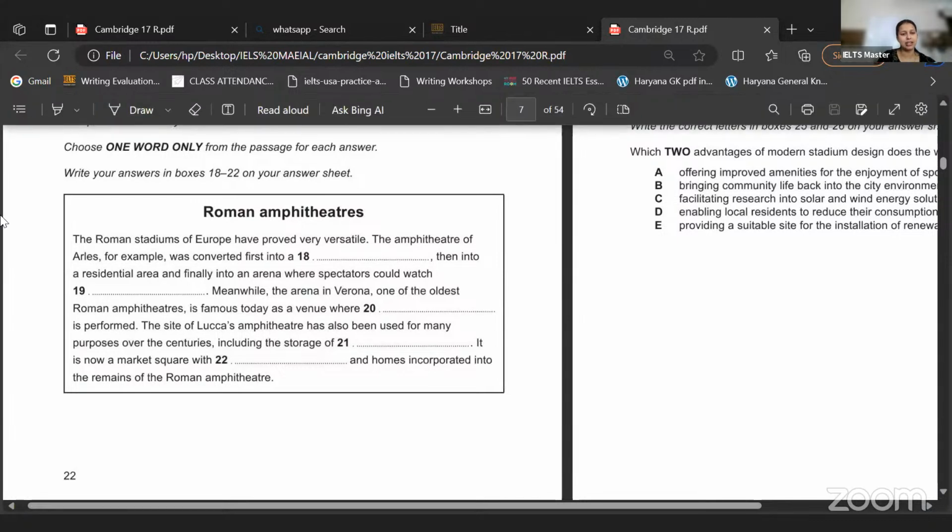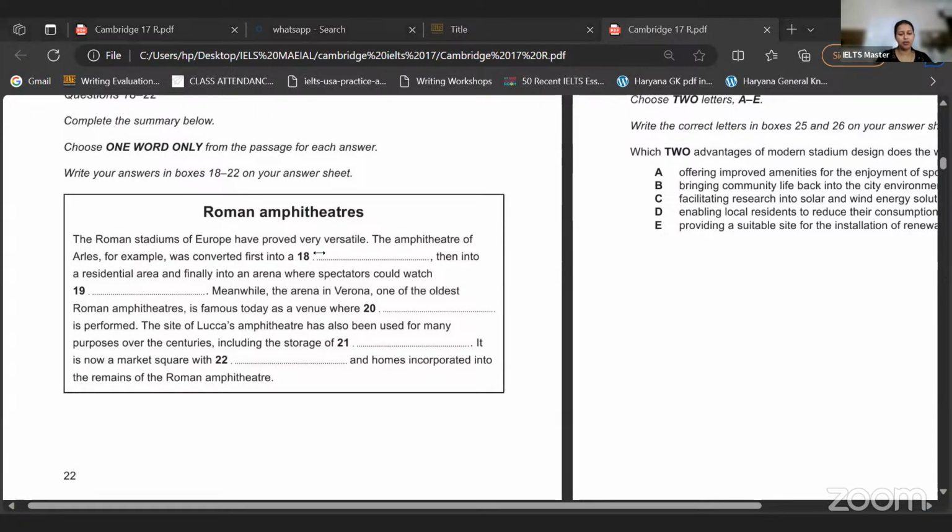So I have written the answer for 18 as fortress. 19, could watch bullfights. 20, where dash is performed, opera. Is that clear? It's not operas, it's opera, guys. Similarly, we can find the answers for subsequent questions also. Is that clear? How do we see sentence completion and summary completion in reading? Yes, ma'am.